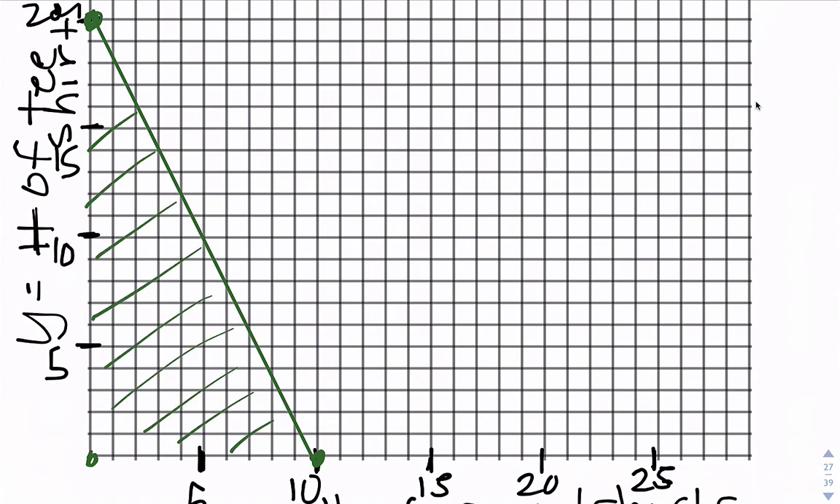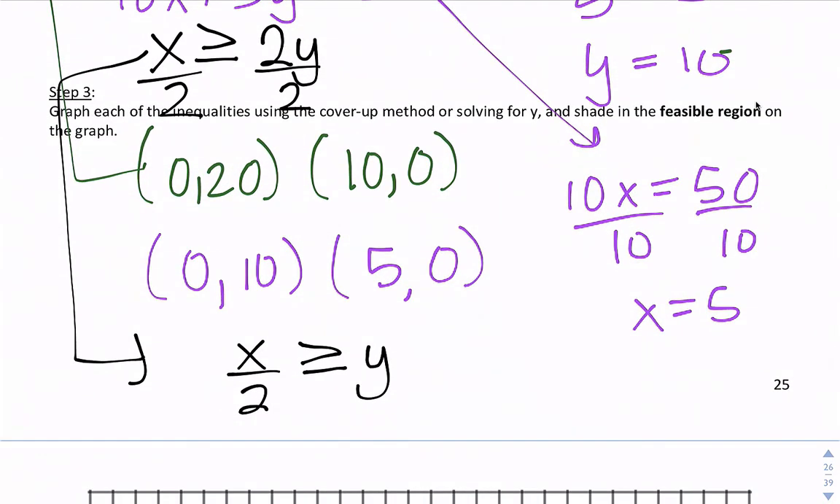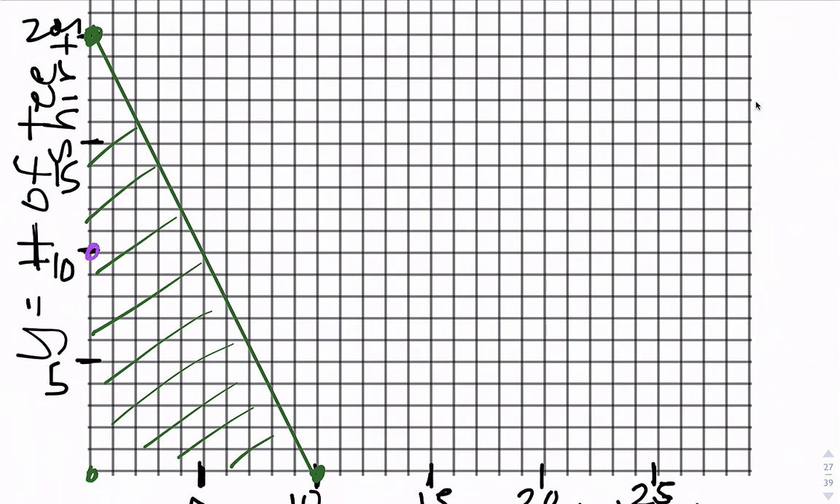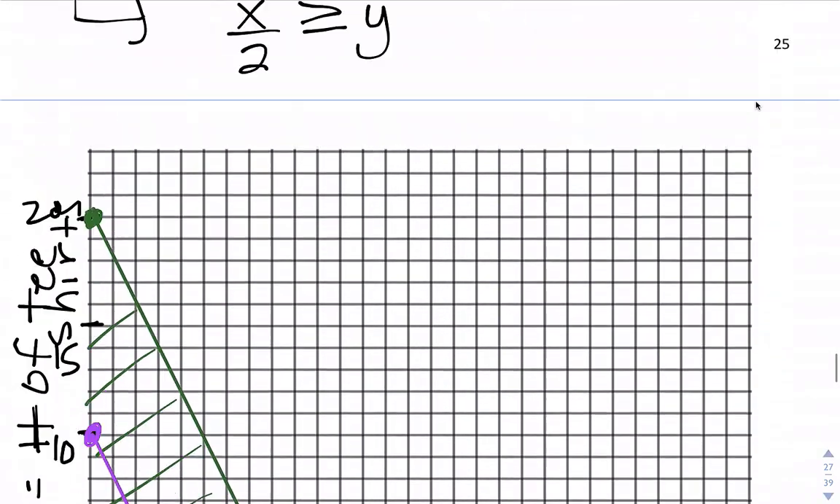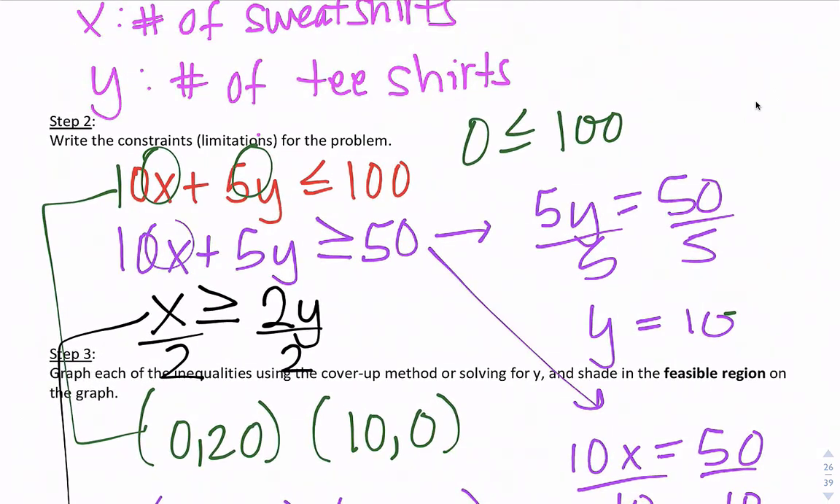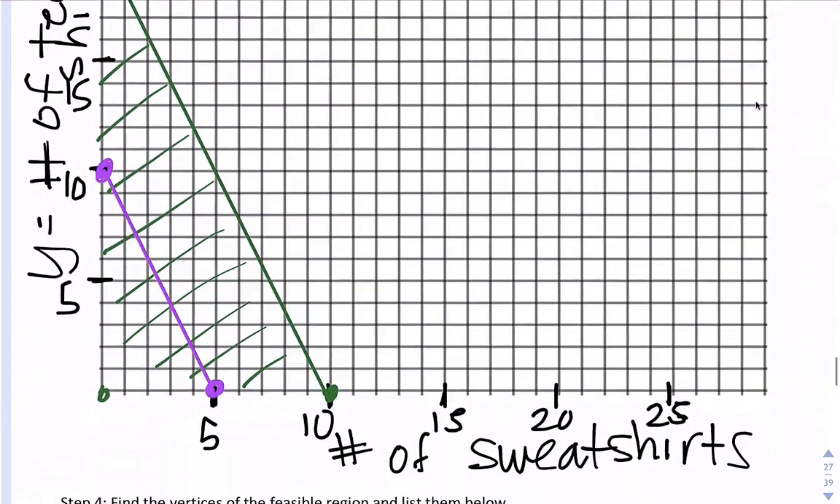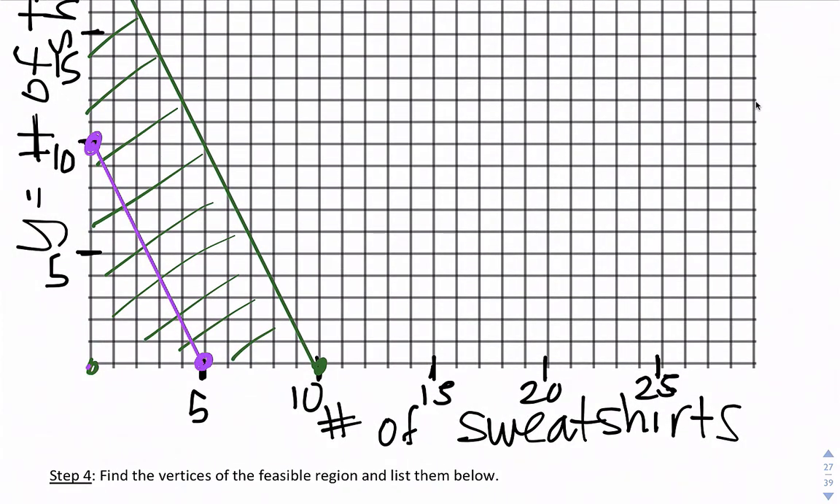Okay, let's do the next line. The next line, we have points at 0, 10 and 5, 0. So 0, 10 is right here. 5, 0 is right here. Again, a solid line because of the equal sign. Pick a point, test, and shade. Is 0 greater than or equal to 50? So here's 0, 0. And 0 is not bigger than 50, so I'm not going to shade this side of the line. I'm going to shade above the line. So our double shaded region is between the lines.